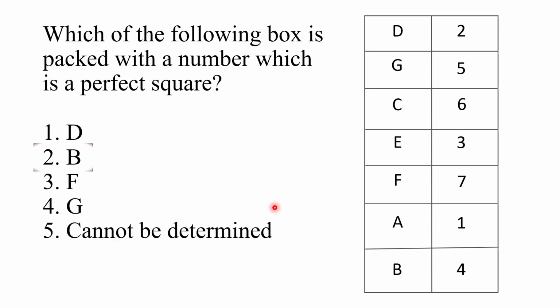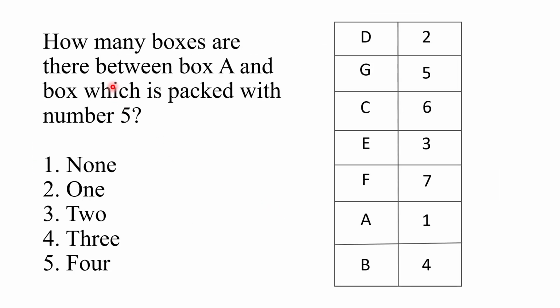Now let's move on to the next question. How many boxes are there between box A and the box which is packed with number 5? So this is the box packed with number 5 and this is box A. I have drawn a line like this. Now we have to count the number of boxes. So you can see that there are 3 boxes between the box packed with number 5 and box A. So the answer should be option number 4, which is 3. Let's see the answer. See, we got the correct answer again, students.